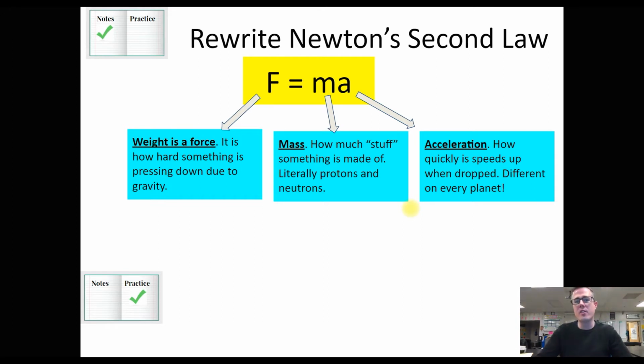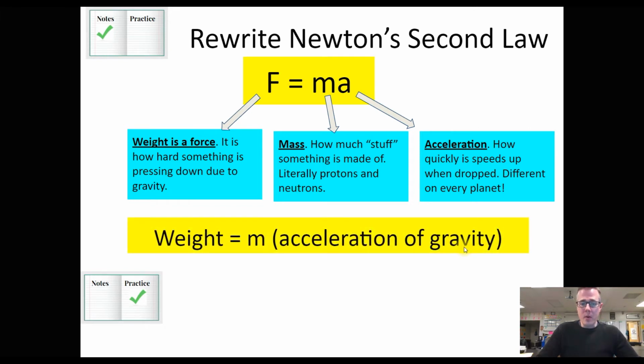So all three of these things go together, and that's why Newton's second law was such a big deal, is nobody had ever put these three things together mathematically before, and Newton was the first one to do it. So it also says here that acceleration is different on every planet. For now, just know that it's a different number. On this planet, it's 10. And on every planet, it's different. And we're going to talk about why in the next lesson. But for now, just know that it's different.